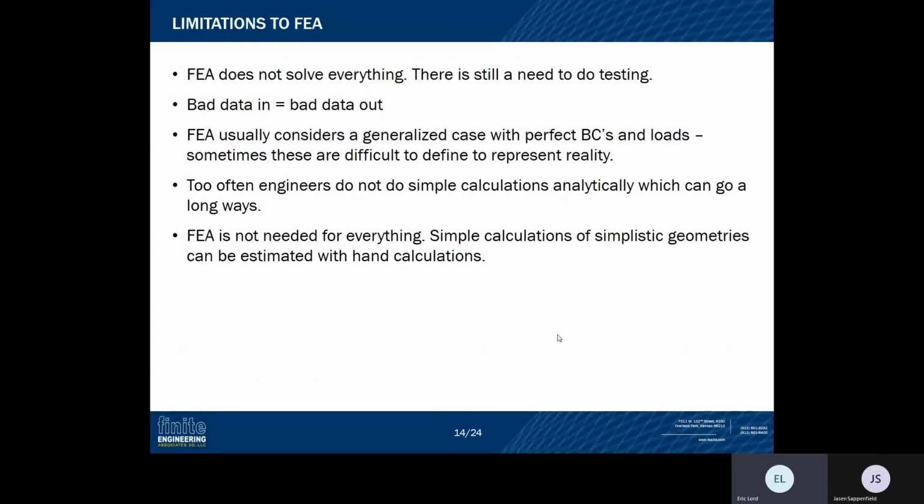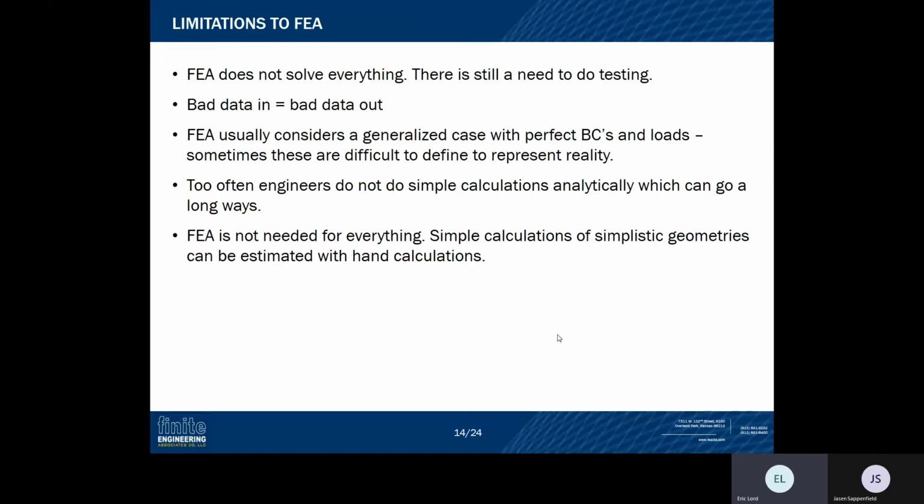So we've talked about all the great things that FEA can do and the power behind it and so on. But there are limitations, obviously, as with any tool that we have, or even analytical solutions. There are very much limitations behind these. So FEA does not solve everything. There's still a need to do testing, so that's not 100% removed, and it very much depends on what your structure is and what your requirements are.